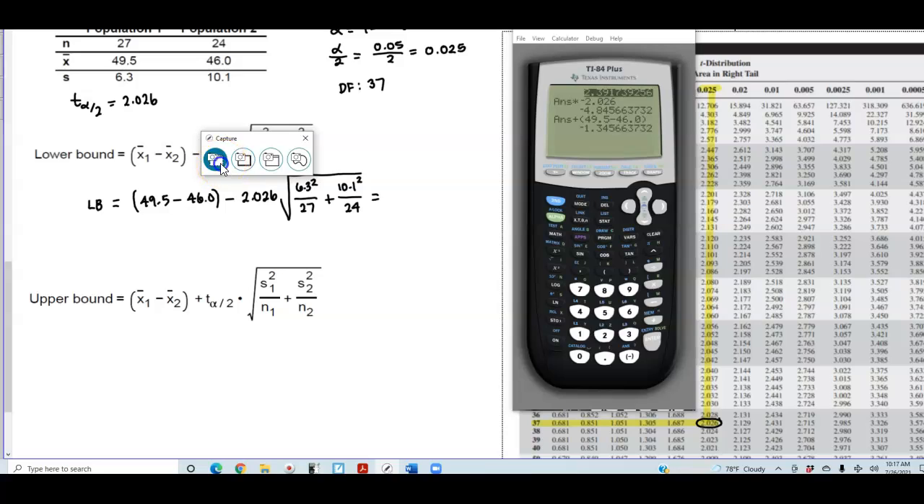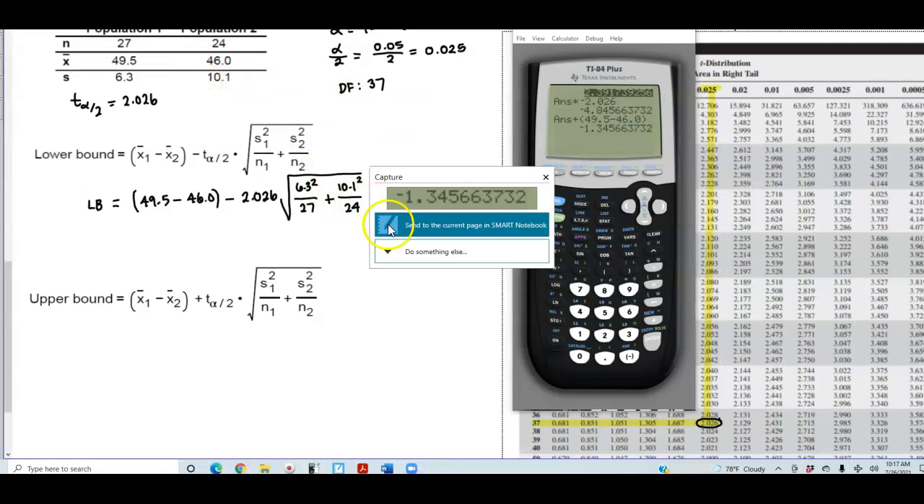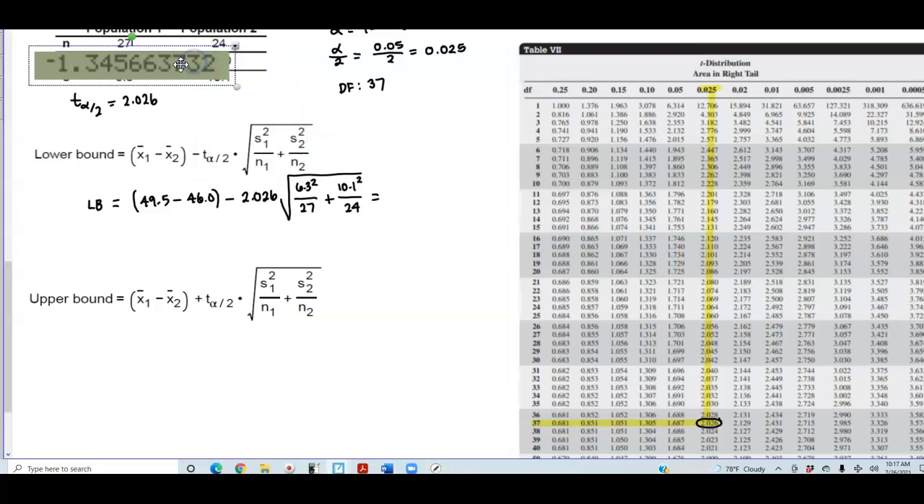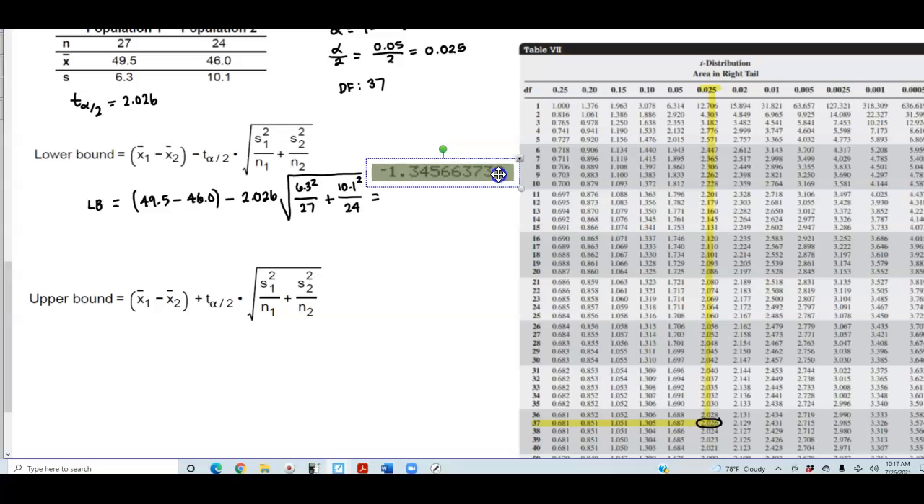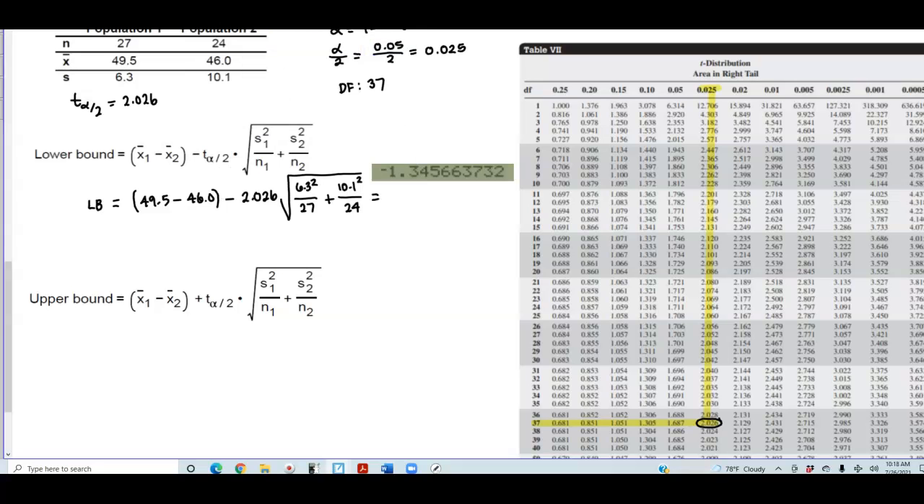So let's go ahead and copy that number here. We have negative 1.35663732. Okay, and then let's round that to 3 decimal places. If we round that to 3 decimal places, then we have negative 1.346.